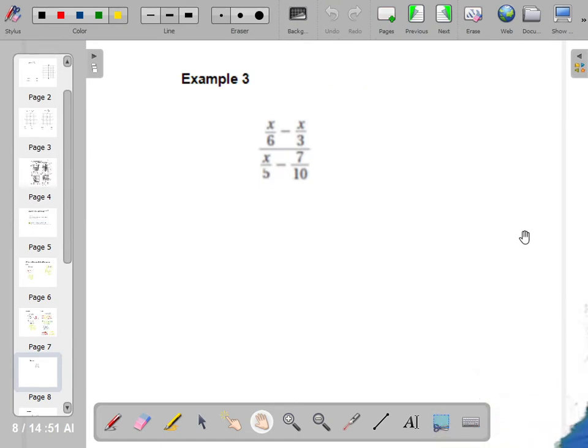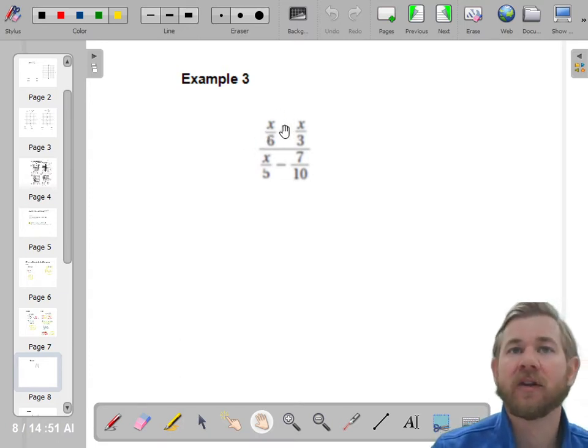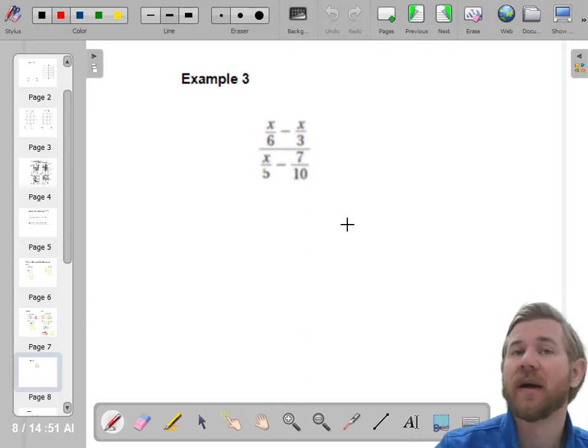Alright, so these are called compound fractions. We're going to find a common denominator in the numerator and the denominator, and then we'll have to copy, change, flip. So it's sort of two problems in one.